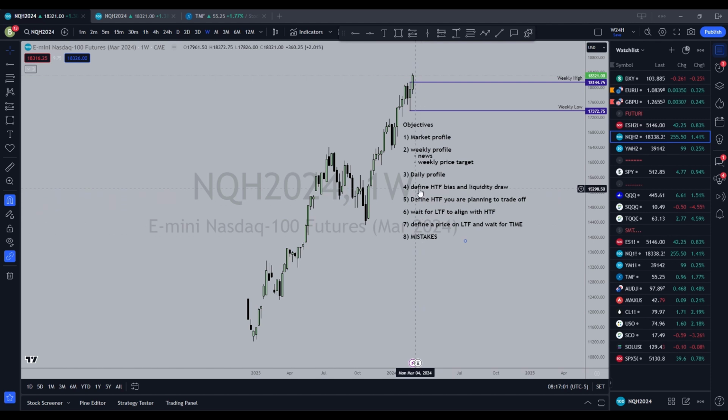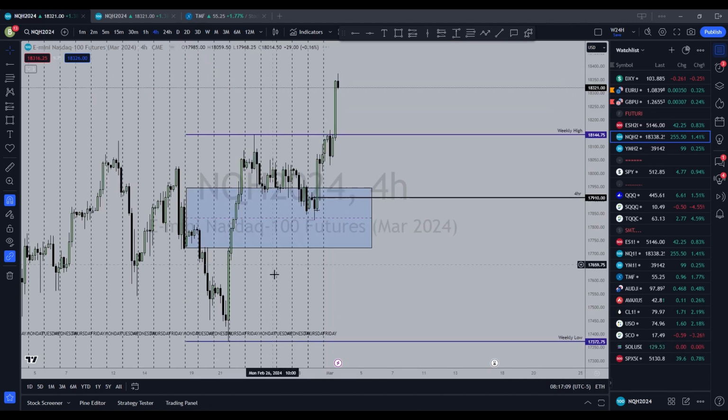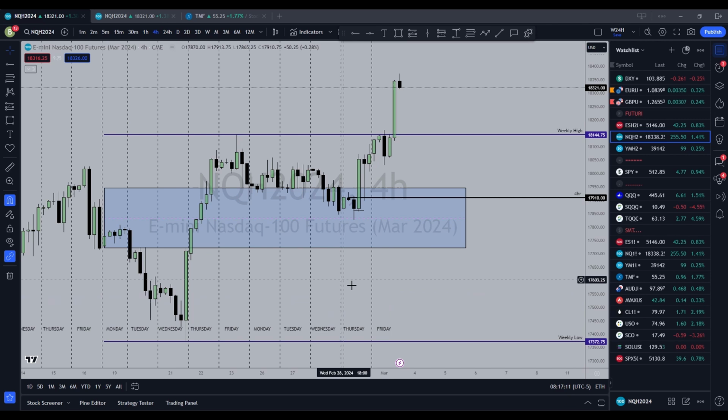So our next step would be to define your higher time frame bias, right? Going into it, the higher time frame bias was weekly. But why did you go short today? Or why did you go short throughout the week? I went short because my higher time frame definition was 4 hours, right?